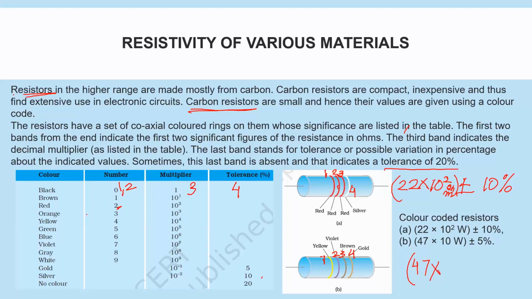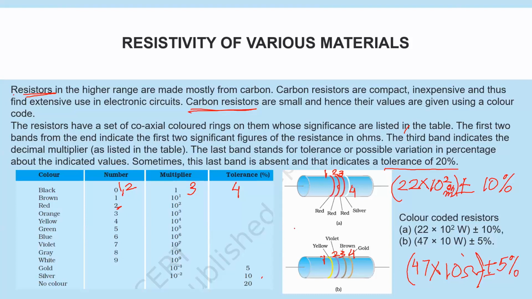Again, over here you search for brown, and then you go to the second column, so that is 10 raised to 1. This is the multiplier, so that is going to be 10, and this is in ohms. Then you put the tolerance, which is plus minus, given by the gold band. The last band is the gold band, so we check the value in the last column, which is 5. So the tolerance is only 5%.